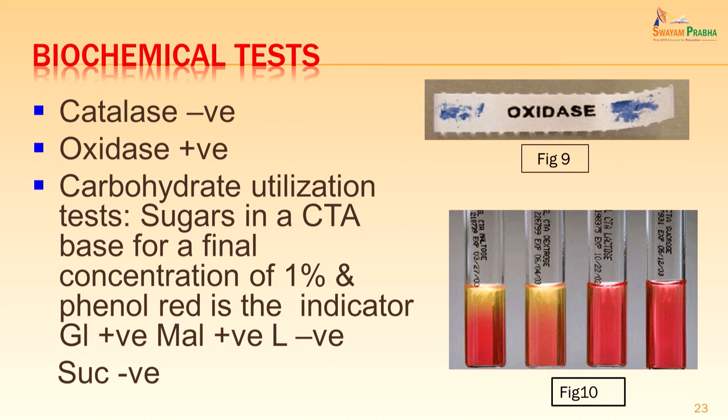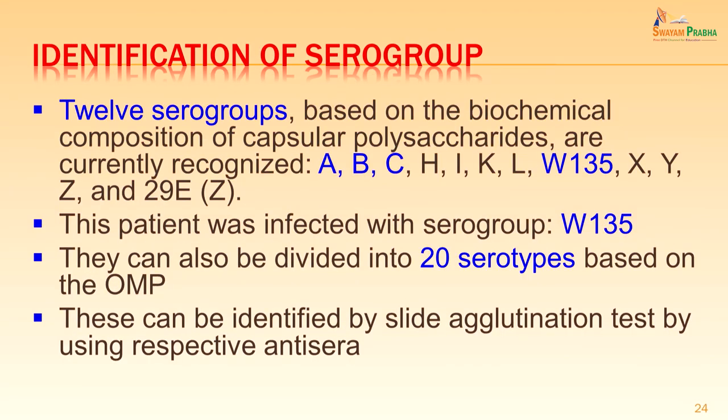Since the indicator was phenol red, when acid was produced, the acid turned the medium yellow in color. So, yellow color in the medium indicates acid production. After this, identification of serogroups can be done by serology.